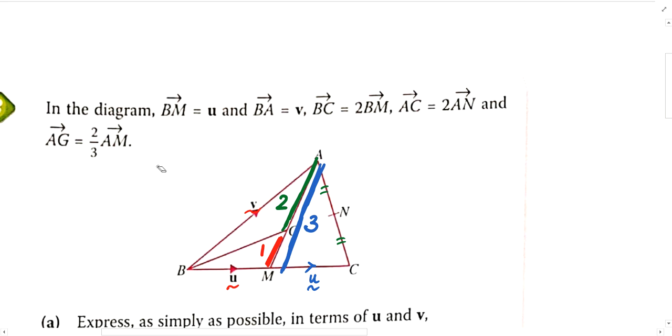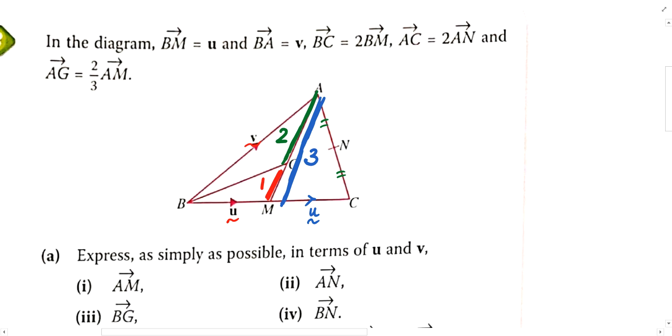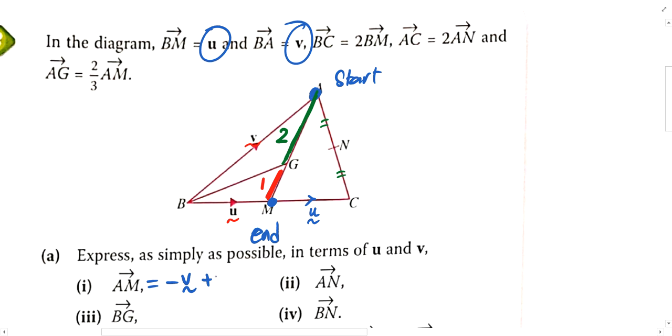Okay. Next, express as simply as possible in terms of U and V, AM. So AM, part 1, is from this point. Start, and this is our N. We only get to express it in terms of V and U. So this is the puzzle. This is minus V plus U. Okay, let's try the next one.